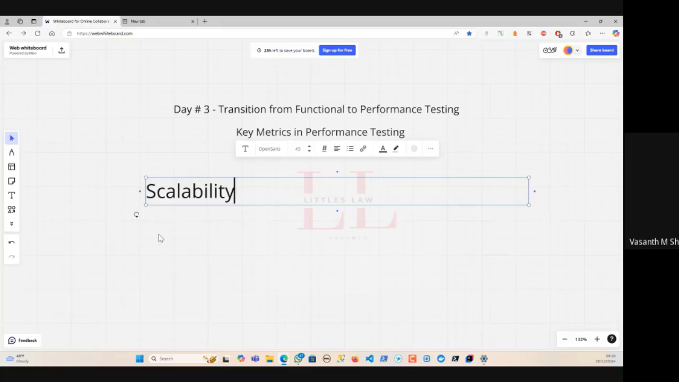And finally, the availability, like I told you, the 99.959 percentage. So you have to also check the availability of your application when you're running your stress testing. You have to check how long or how well your application is available during the entire load test. So all these are the metrics for performance testing. Next week we'll start with JMeter.